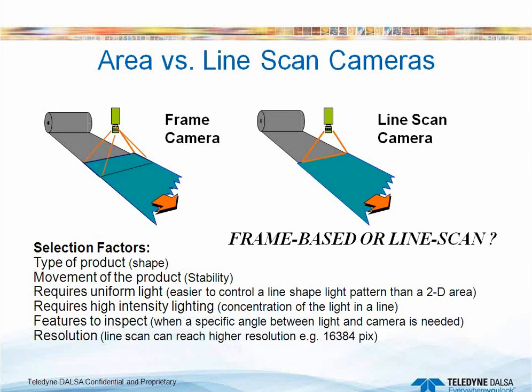Well, the type of product, the movement of the product, and the use of light. It's hard to do uniform light for a 2D area scan. High-intensity lighting, and also what kind of features or defects we are trying to inspect in the object, and resolution, of course. Line scan cameras have a resolution up to 16,384 pixels today.